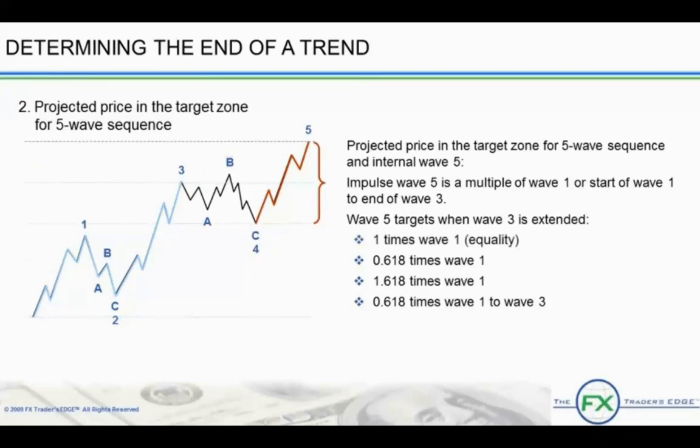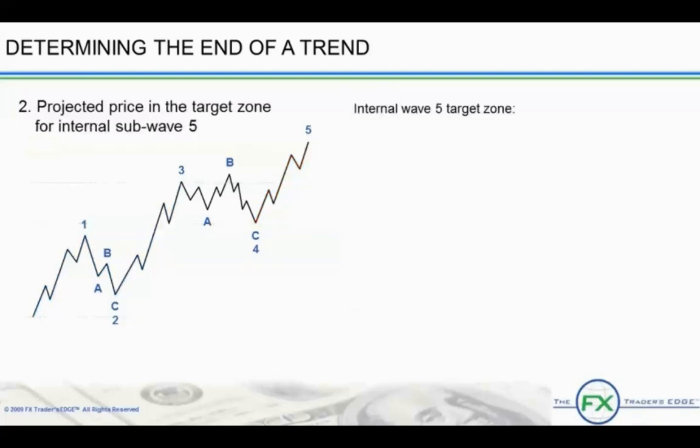1 times wave 1, or equality with wave 1, where the length of wave 5 equals the length of wave 1, 0.618 times the length of wave 1, 1.618 times the length of wave 1, and 0.618 times the length of the start of wave 1 to the end of wave 3. Just as we target the wave 5 move, we can target the internal subwave 5 move, or the subwave 5 of wave 5 move.